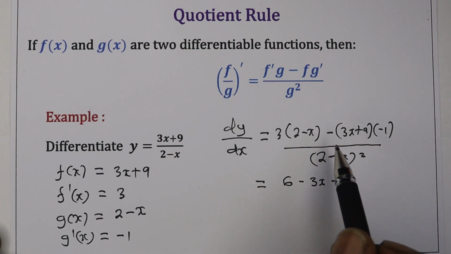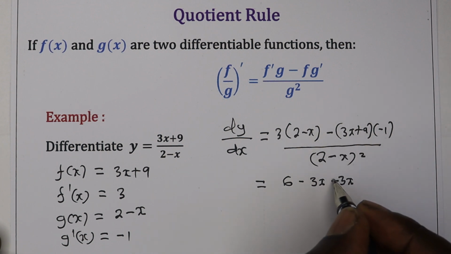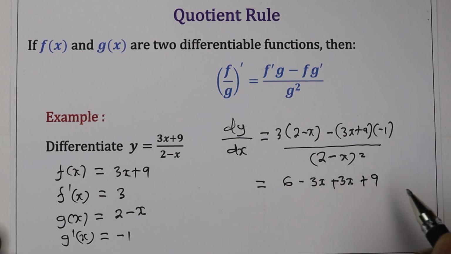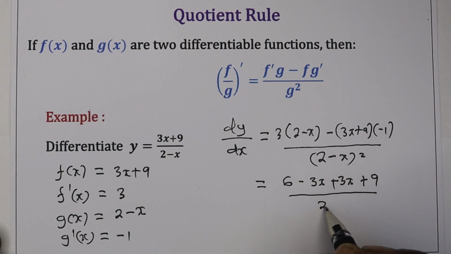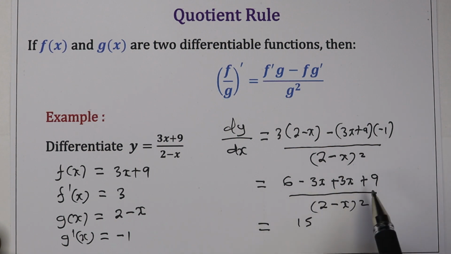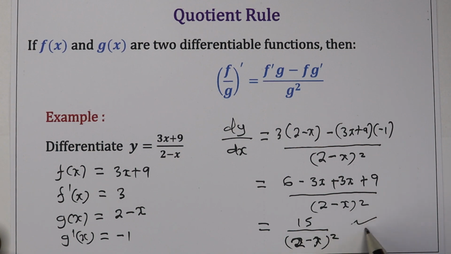You have a negative 1, so negative 1 times that will be plus 3x, and then you'll have plus 9 all over 2 minus x squared. So in the numerator, you have 6 plus 9, which is just 15, and then minus 3x plus 3x, that is 0. So in the denominator, you have 2 minus x squared. So you could open that up, expand it, or you can just leave it like that.